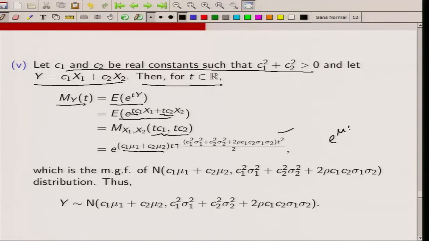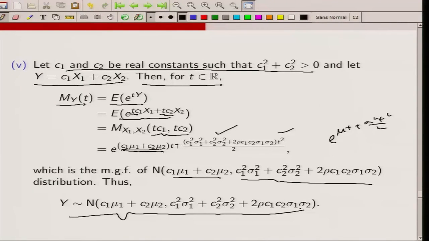But if you try to see, this is nothing but the MGF of the type e to power mu t plus sigma square t square by 2, which is the MGF of normal with mean mu. Mu is nothing but C1 mu 1 plus C2 mu 2, and variance is given by C1 square sigma 1 square plus C2 square sigma 2 square plus 2 rho C1 C2 sigma 1 sigma 2. So, what we see is that a linear combination of bivariate normal random variables is univariate normal.